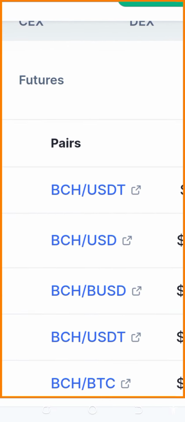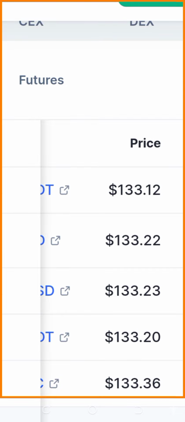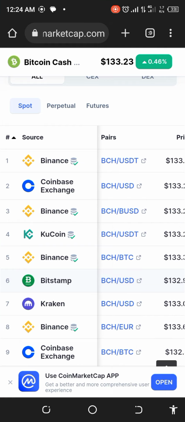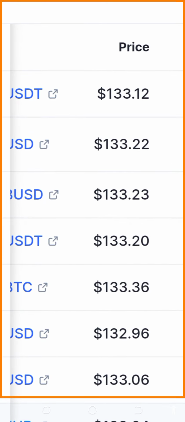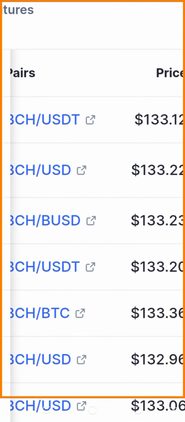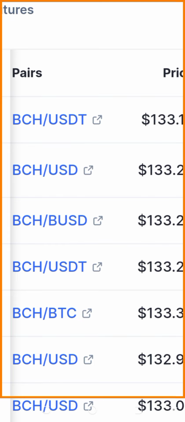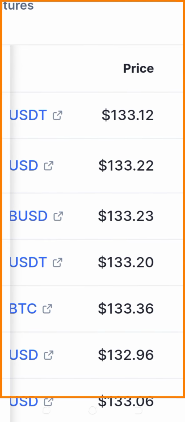Let's take a look at this. BCH USDT, how much is that? Let's take a good look at that. You will see that it's 133.12, right? So let's check how much BCH BUSD is, whether it's a different price. You can see that it's 133.23. Can you see the difference here? Let me make sure that you can see that very well. So BCH USDT is costing $133.12 on Binance, the same Binance.